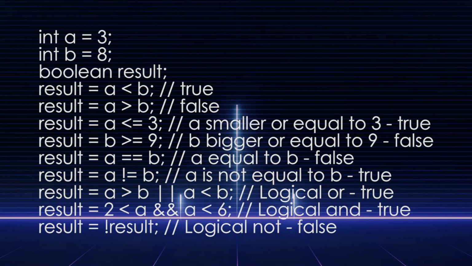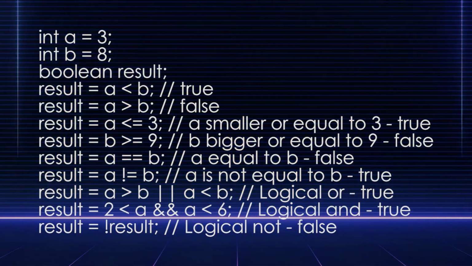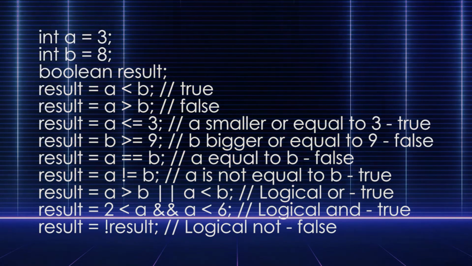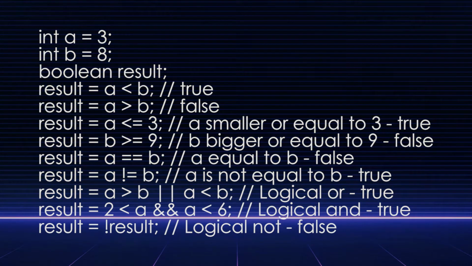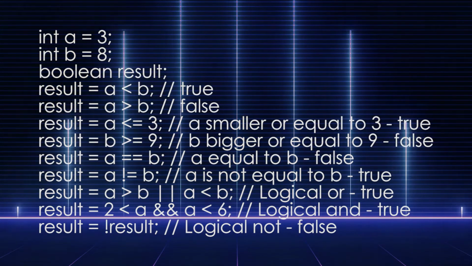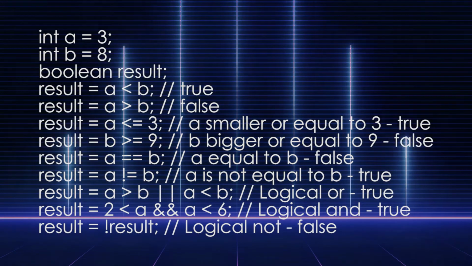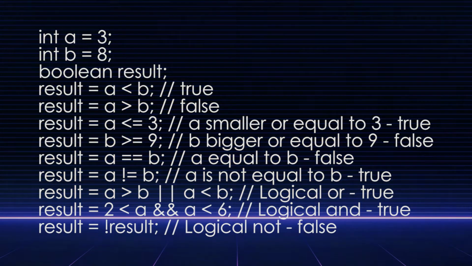If you have an integer a that is set to 3, and an integer b that is set to 8, and a Boolean result, well, if you set the result equal to a is less than b, that's a less than operator, then it would be true because 3 is less than 8. a is greater than b, which is the next one, is false because 3 is not greater than 8.